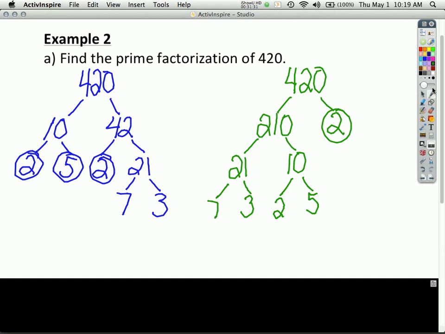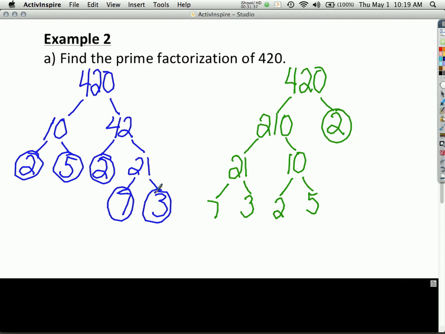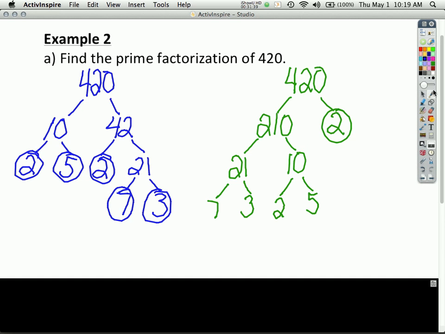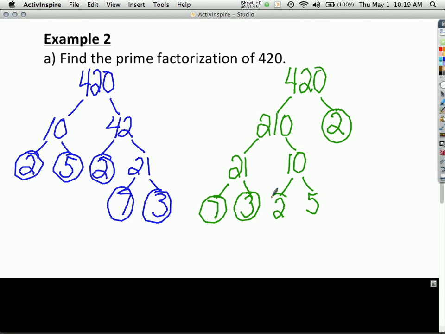So now I'm going back to the blue and I'm checking for prime. 7, prime, 3, prime. All the branches are closed. Now I'm checking the green. 7, prime, 3, prime, 2, prime, 5, prime. All the branches are closed.